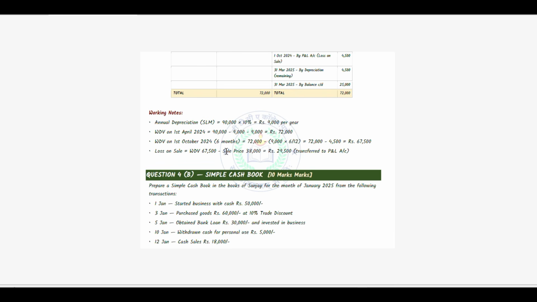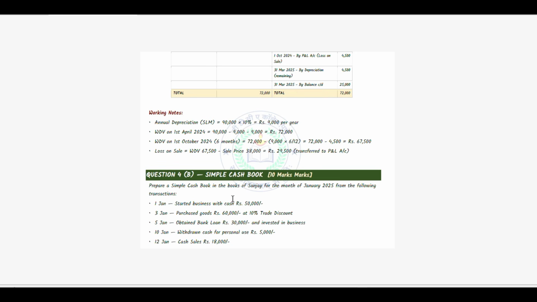Question number 4, simple cash book. Make a simple cash book for the given entries. So we have to do that. Prepare a simple cash book in the books of Sanjay, month of January 2025, from the following transactions.